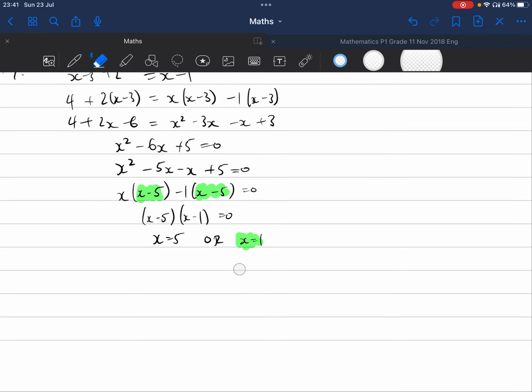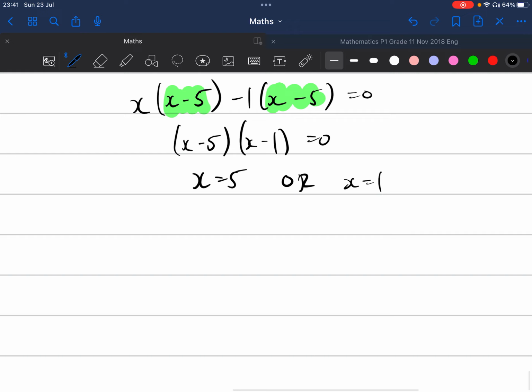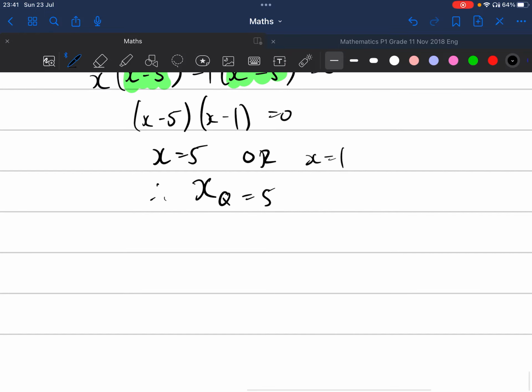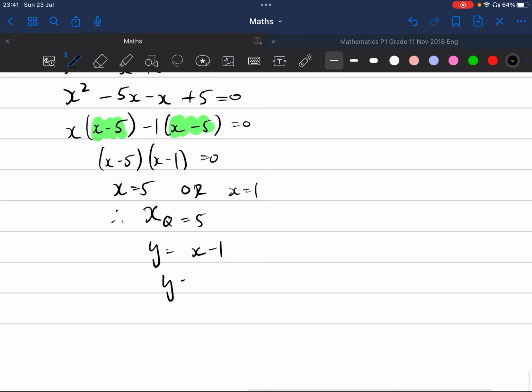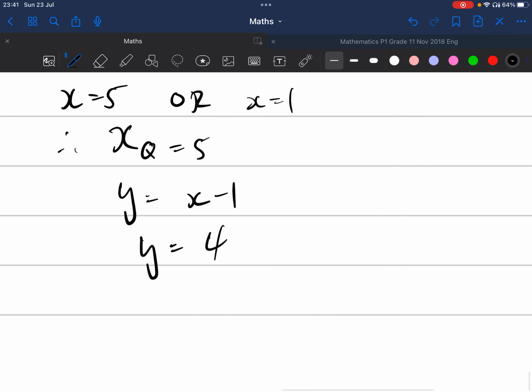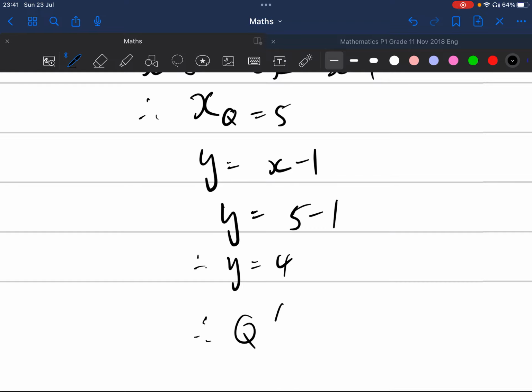Okay, so let's just take this out. And then we can say, therefore, x of Q is 5. And then we can just use that equation that they gave us, y equals x minus 1, to find the y value. So y equals 5 minus 1. So that means that y equals 4. Let's write it down. 5 minus 1, and then therefore y equals 4. So that means that the point Q is at 5 and 4.